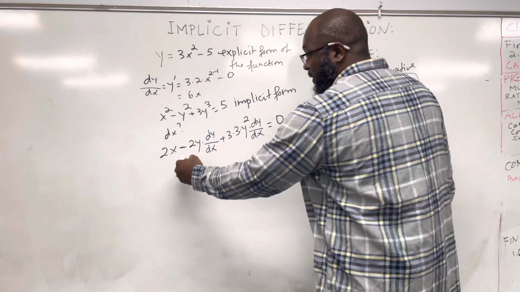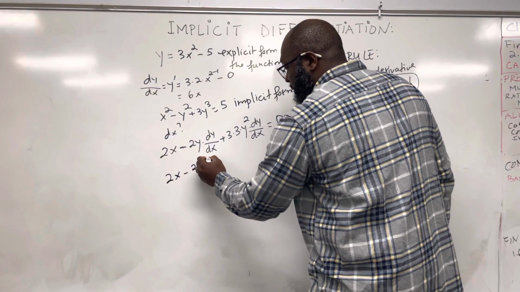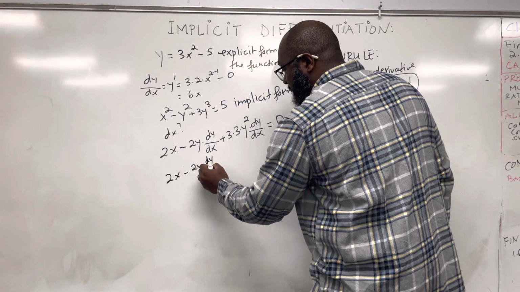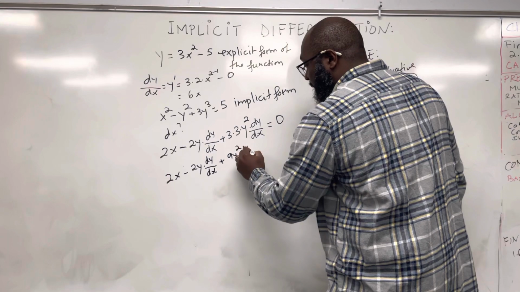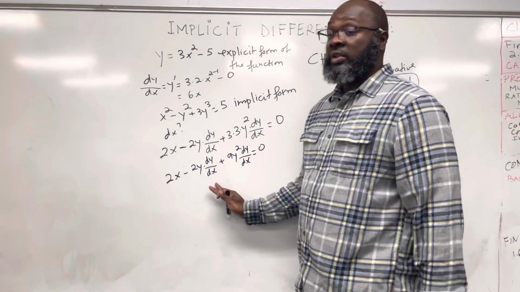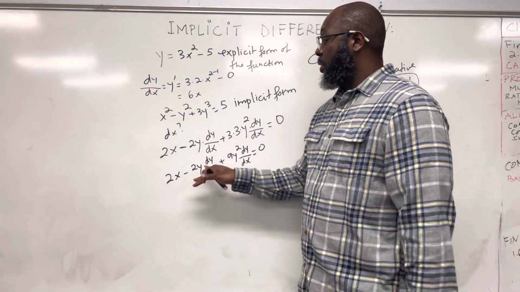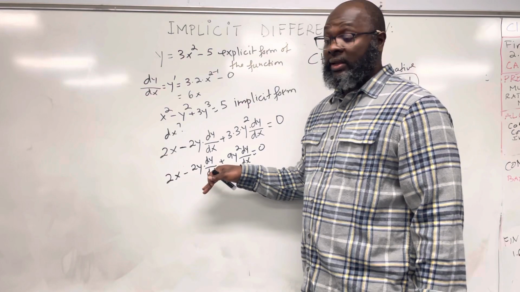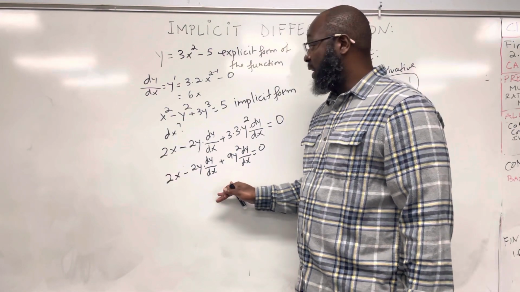So now we have 2x minus 2y dy over dx plus 9y squared dy over dx equals 0. Now we are not done. We are solving for dy over dx. We want to find the derivative in terms of x. But y here is not a constant, it is a variable, and they do not agree. So we are solving for dy over dx.